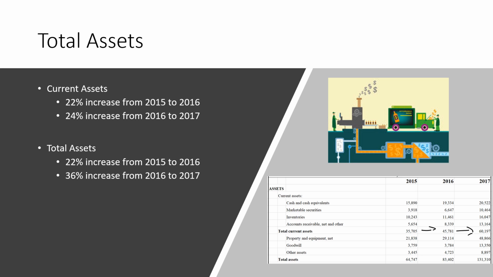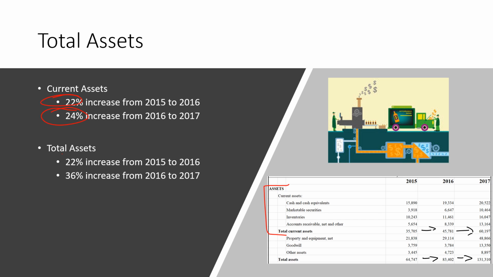So we can come down and look at the total assets and see that there is an increase of almost 10,000 in total assets from 2015 to 16, and then an almost $50,000 increase from 2016 to 2017. Now, if we look over here, we can see that the current assets show a 22% increase from 2015 to 2016, and a 24% increase from 2016 to 17. So that's just this part right here.